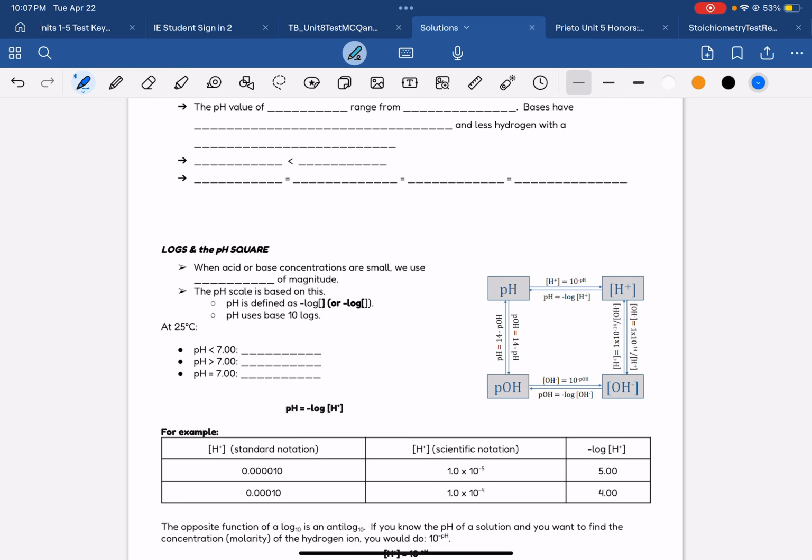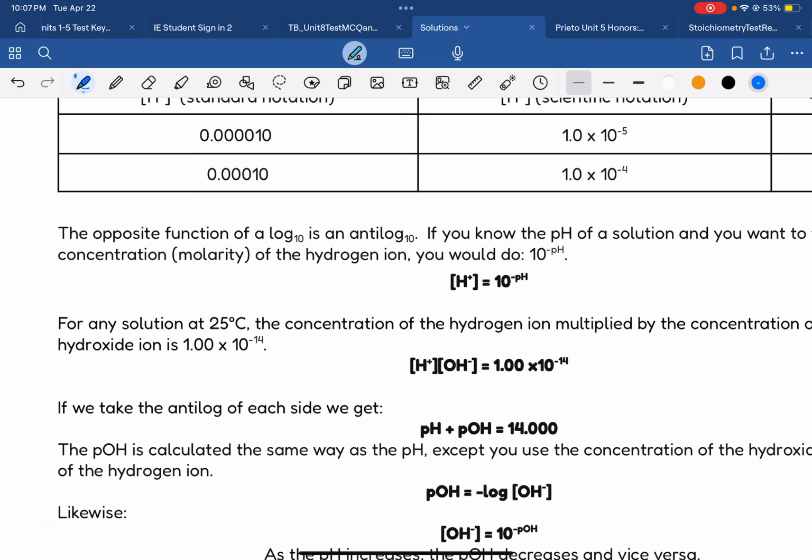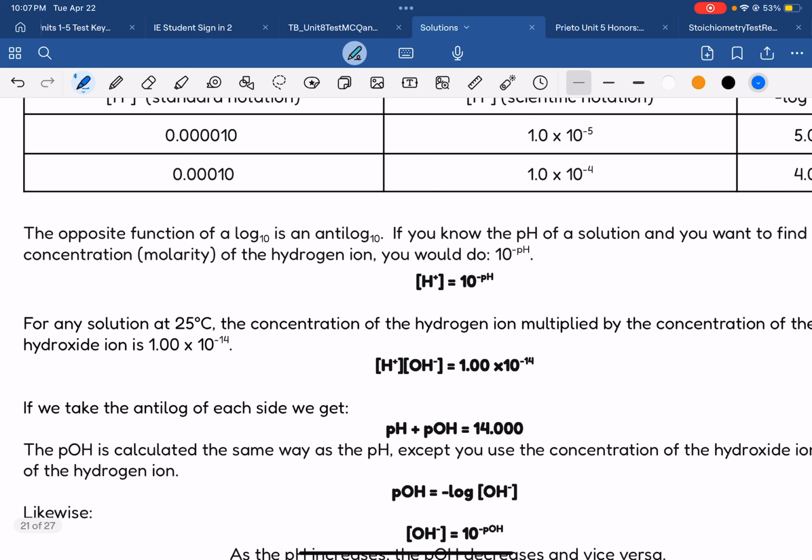So I'm just going to do a couple examples where you have to do these calculations. These are all the equations right here. What this is saying is, if you want to find the hydrogen ion concentration, you use 10 to the negative pH, and that'll give you the concentration. Remember, concentration is molarity, so whenever you solve for these, your unit is big M.